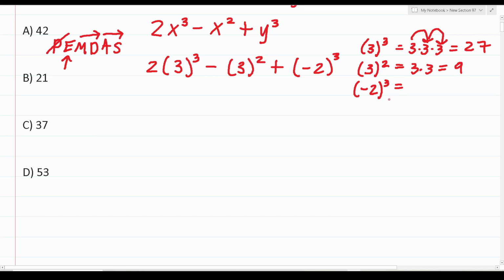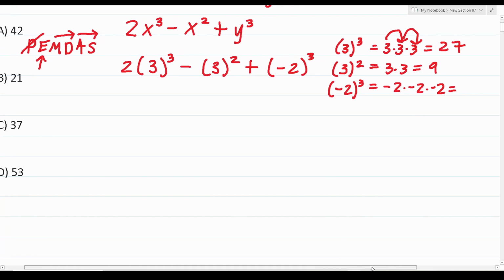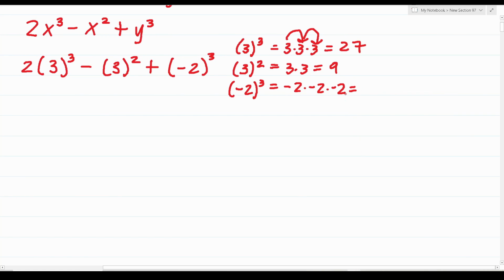What about negative 2 to the third? Well, that's the same as negative 2 times negative 2 times negative 2. All right, and let's work this out step by step so we don't make any mistakes. Negative 2 times negative 2. We have a negative times a negative. So this is going to become positive 4. Positive 4 times negative 2 is going to be negative 8. Again, a positive times a negative is a negative.